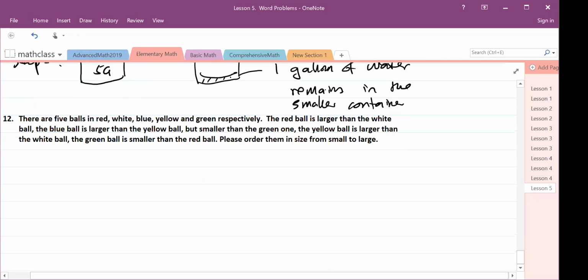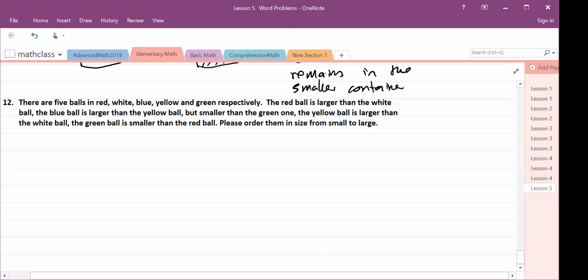All right, so very last problem, it's about the order. Okay, so there are 5 balls in red, white, blue, yellow, and green, respectively. So red ball is larger than the white ball, the blue ball is larger than the yellow ball but smaller than the green ball. The yellow ball is larger than the white ball. The green ball is smaller than the red ball. Please list the order in size from small to large.